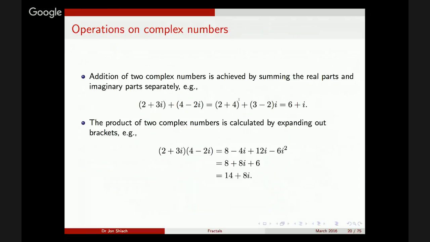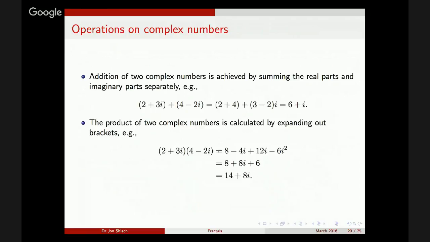Okay. The product, well, essentially, if we expand out the same two complex numbers as we would a quadratic, just two brackets, expand them out, and then collect the real parts together and collect the imaginary parts together. Here we have the expanded out brackets, and we have only one real part, 8. We have imaginary parts -4 and plus 12, so that gives me 8.